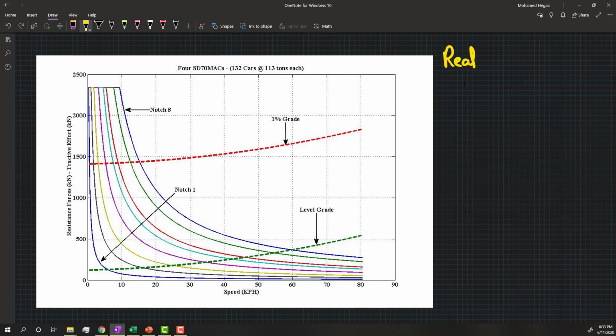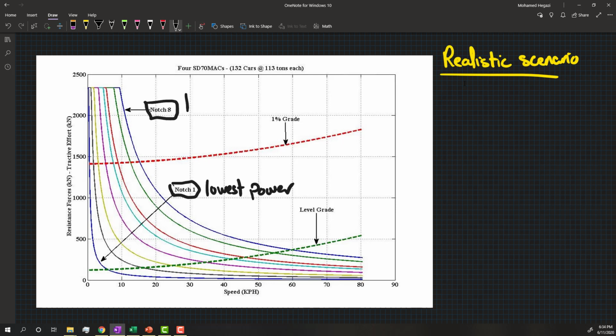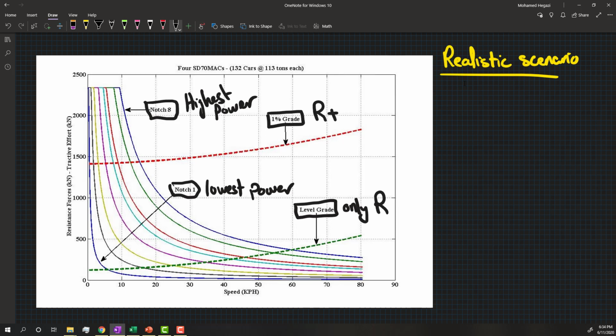Here we have a plot of a more realistic tractive effort and resistance curve profiles. And they are more realistic because locomotives don't just have one power level, and therefore you'll see that there are several notches, 8 in this case, where notch 1 is your lowest power level and notch 8 is your highest power level. We also see two lines representing resistance. The first is only rolling resistance at level grade, so 0 grade, and the second is at 1% grade.